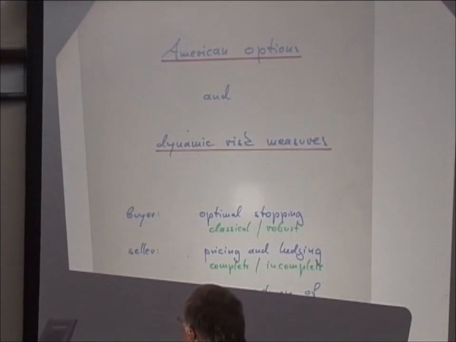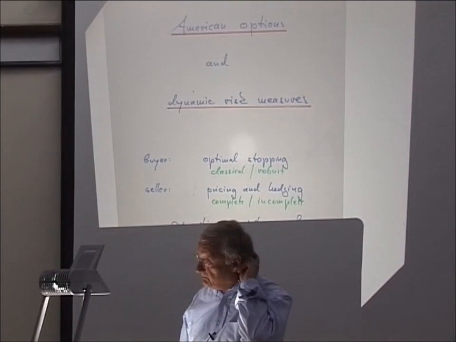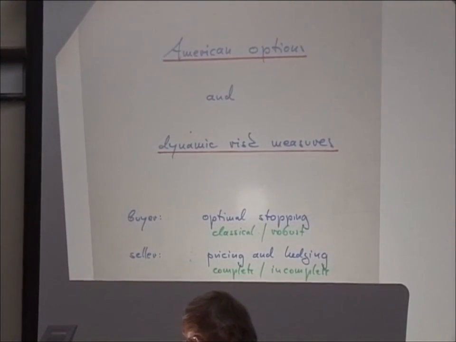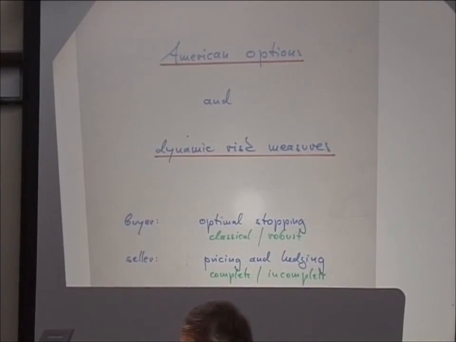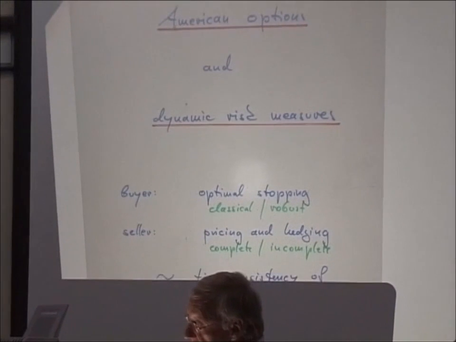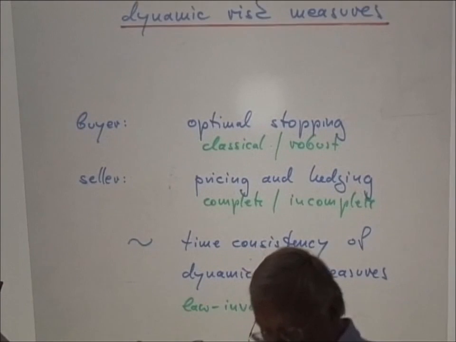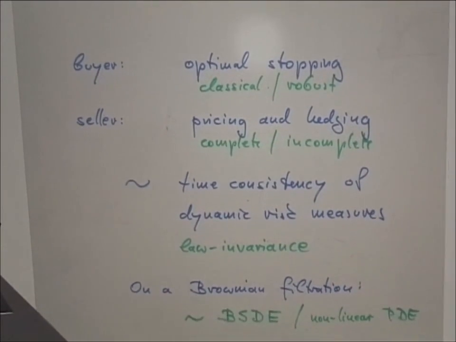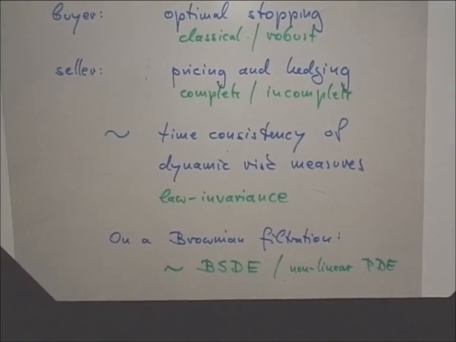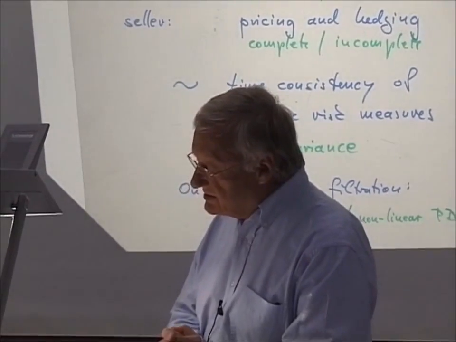Now for American options, we are going to look at the situation from the point of view of a buyer of an American option who is confronted with the problem of optimal stopping. That's a very classical chapter on probability. We are going to look at that and also at some robust extension. And then we are going to take the point of view of the seller who is interested in pricing and hedging such an instrument, both in a complete and an incomplete setting.